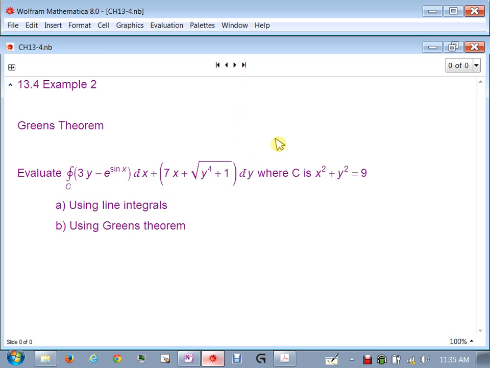Evaluate the integral of (3y minus e to the sine x) dx plus (7x plus the square root of y to the fourth plus 1) dy, where C is the circle centered at the origin, radius 3, right? So what if we wanted that? Let's do it both ways, line integrals and Green's theorem.